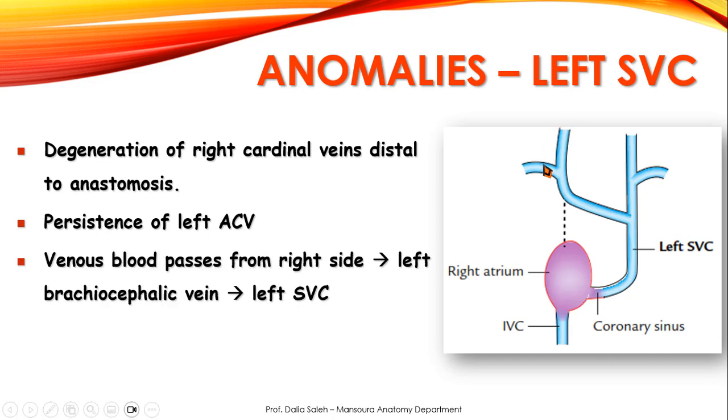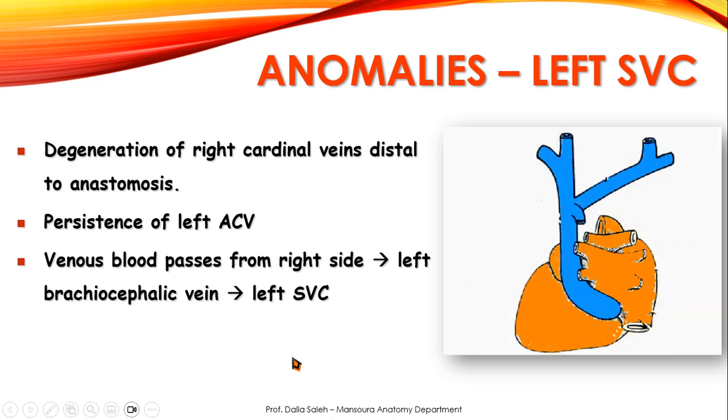So venous blood from the right side, which comes from the right internal jugular and right subclavian, will pass through the left brachiocephalic vein, into the left superior vena cava, into the coronary sinus, and terminate or open at the right atrium, as we can see here from a back view.